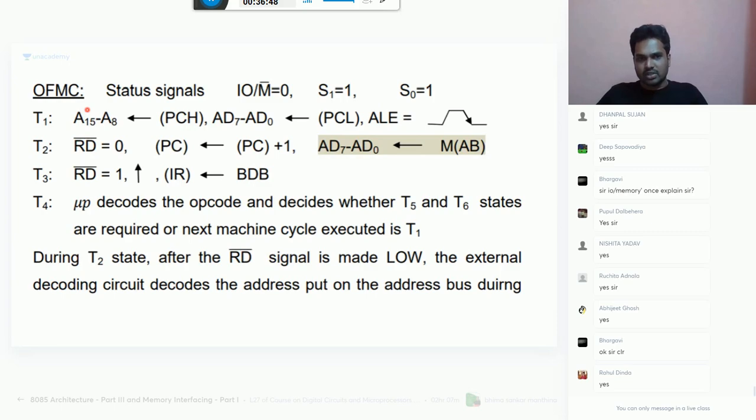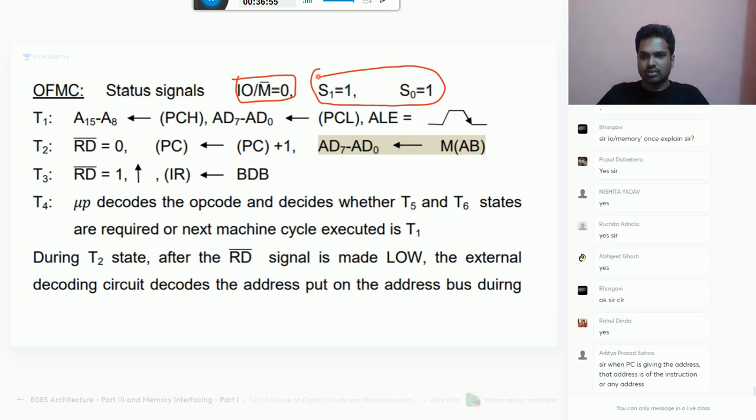Please listen. Opcode fetch machine cycle. What are the status signals? IO by M bar signal should be 0. S1, S0 should be 1, 1. Please listen carefully.